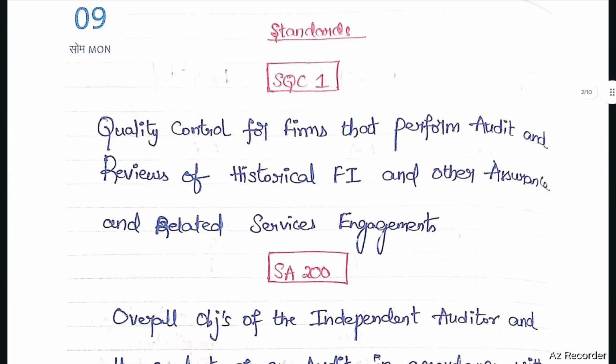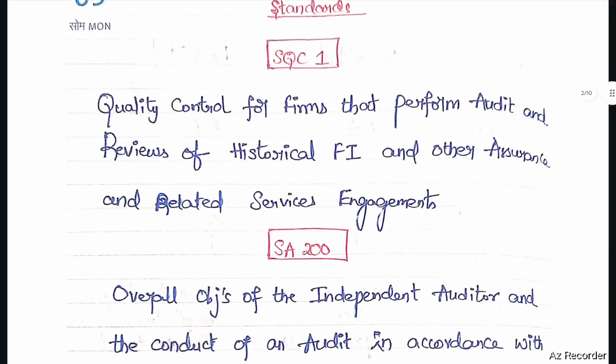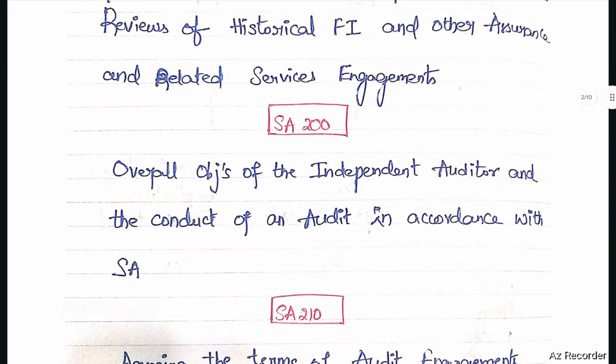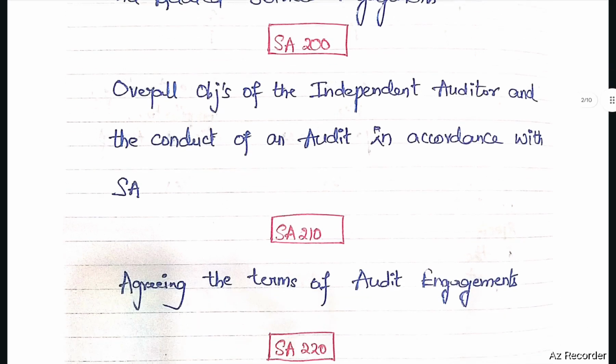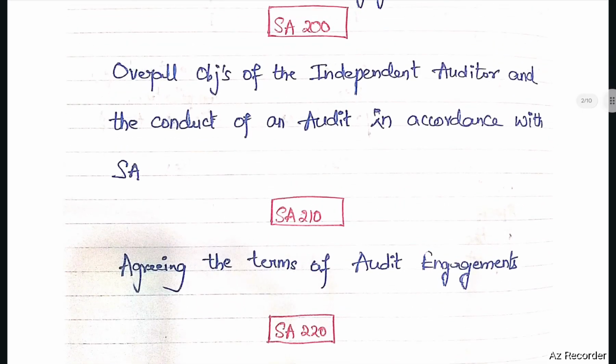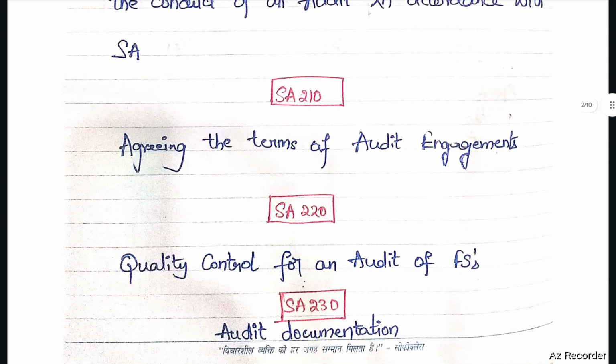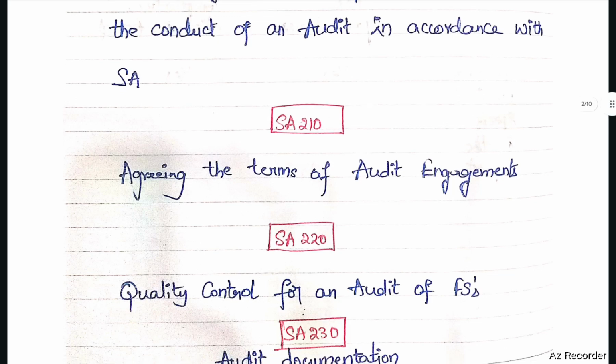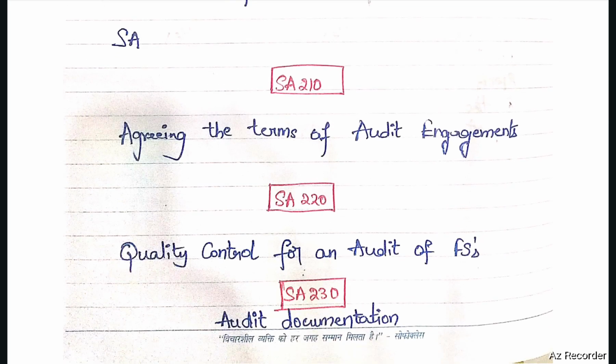Next, standards list. SQC1, quality control for firms that perform audits and reviews of historical financial information and other assurance and related services engagements. SA 200, overall objectives of the independent auditor and conduct of an audit in accordance with standards on auditing. SA 210, agreeing the terms of audit engagements. SA 220, quality control for an audit of financial statements. SA 230, audit documentation.